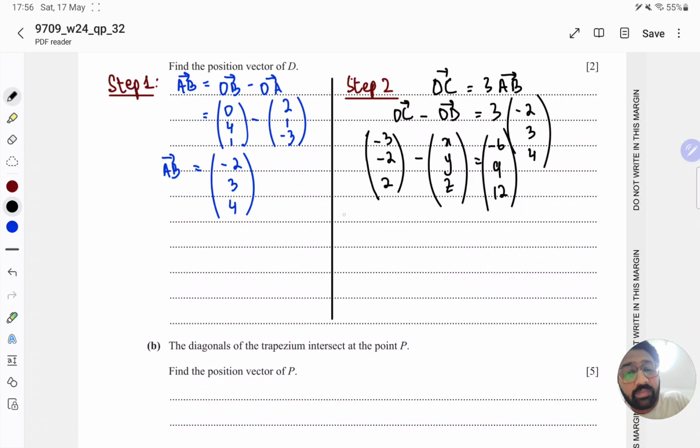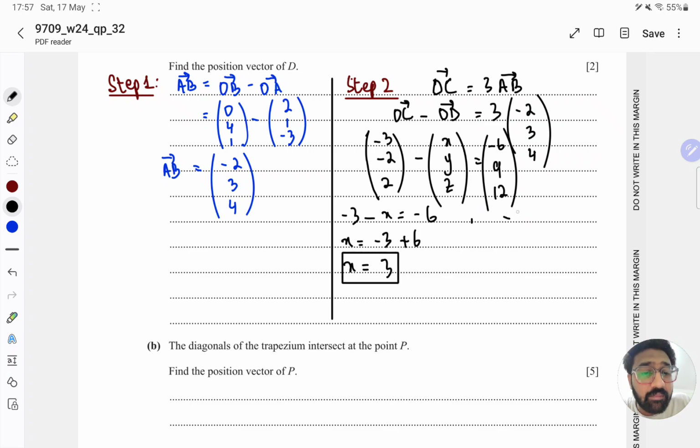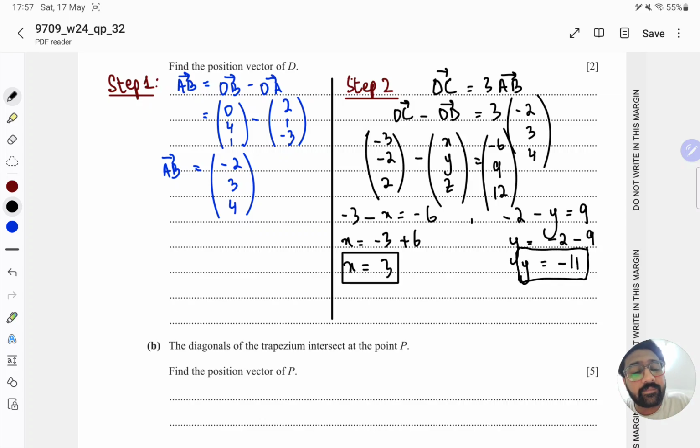For x, it is going to be minus 3 minus x equals minus 6. So x will be equal to minus 3 plus 6. So it is going to be plus 3 as the value of x. For the value of y, it will be minus 2 minus y equals 9. So y will be equal to minus 2 minus 9, and the value of y will be minus 11.